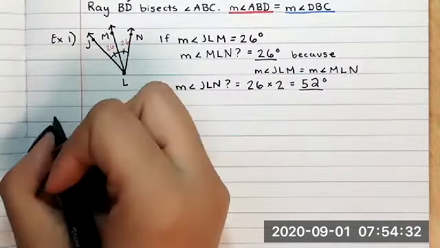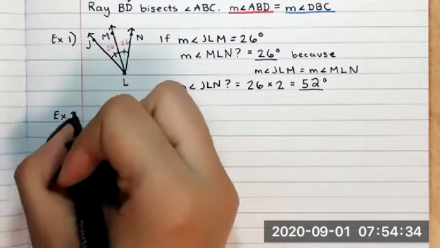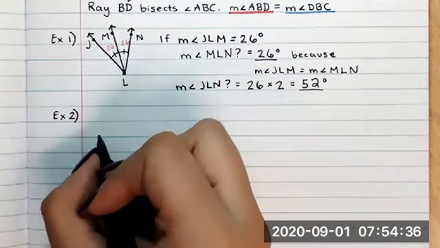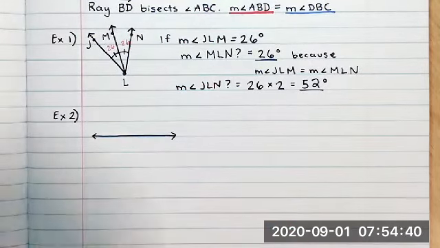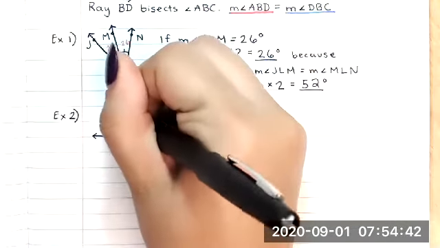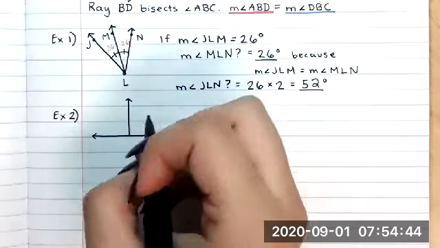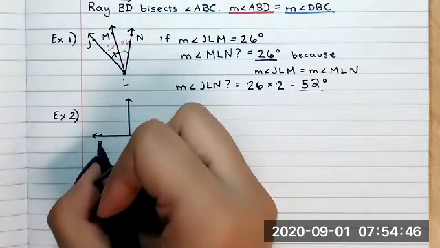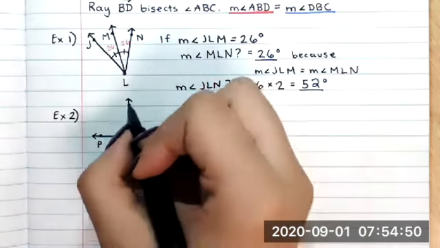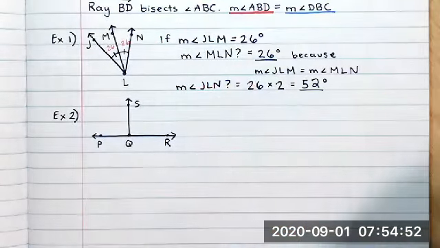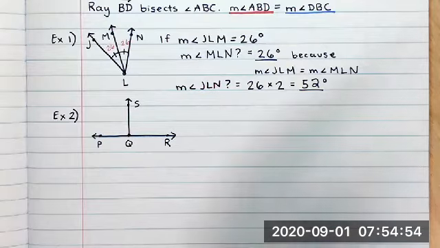Let's take a look at another one. So we're going to start out with a straight angle. And I'm going to bisect it. Now, just by looking at this, we might already have an idea of how this is working out.